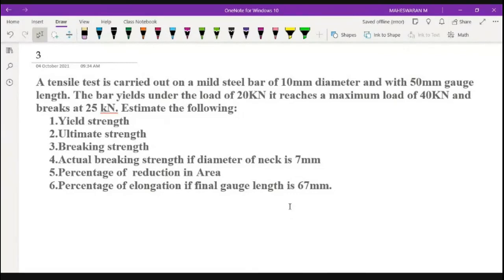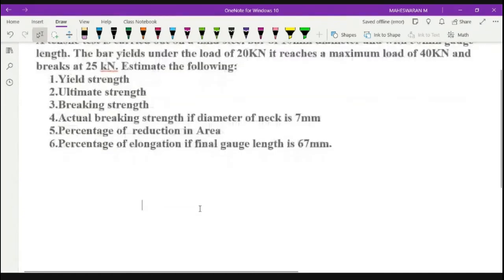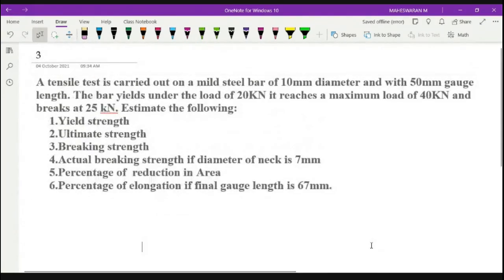So what they are asking is to identify the yield strength, the ultimate strength, the breaking strength, the actual breaking strength if the diameter of the neck is 7 mm, then reduction in area and all these things. So this is one 16 mark problem. They may ask something like this. The only thing is you have to identify the data and substitute it accordingly, right?